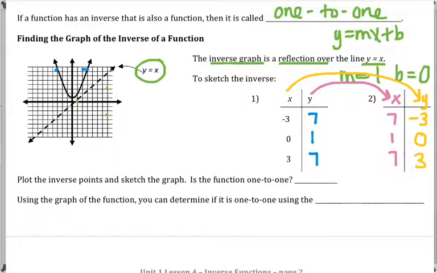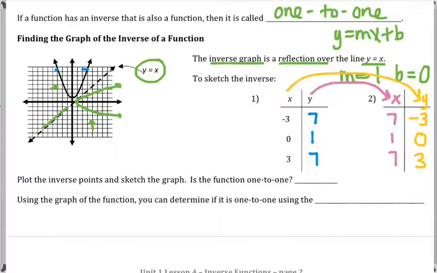So here are the 3 points that we put in our new t-chart. And now I'm just going to draw in to connect those. You should notice that if I folded the original graph over the line y equals x, it would look like our new graph. And that's what every inverse should do when we graph it.